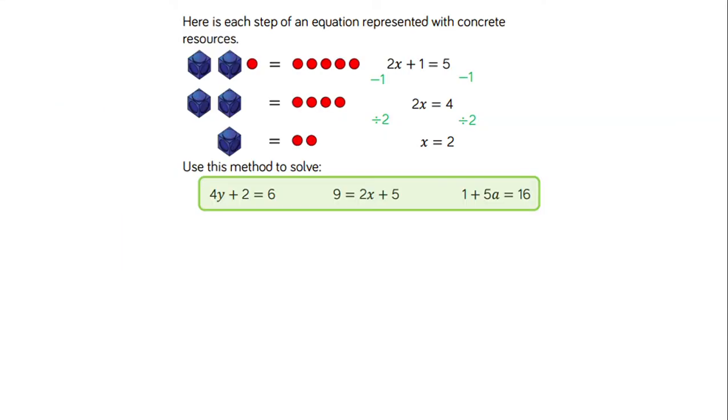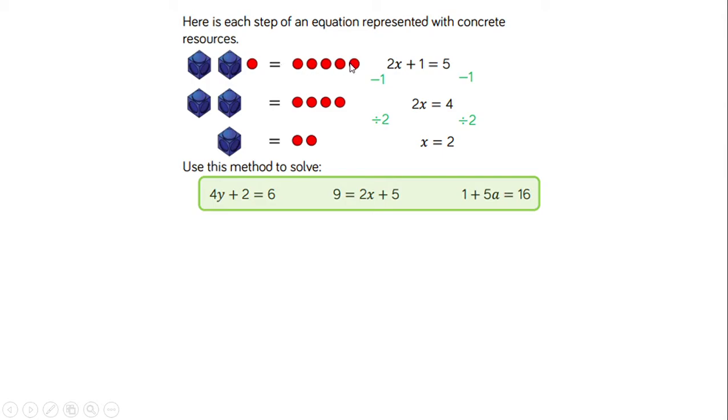Right, okay, so here is a step of an equation represented with concrete resources. So here you can see we've got cubes and we've got counters. Okay, so here we can see that 2 cubes, or 2c in this case, the cubes have been represented by an x, so we're going to call that x. 2x plus 1 equals 5.